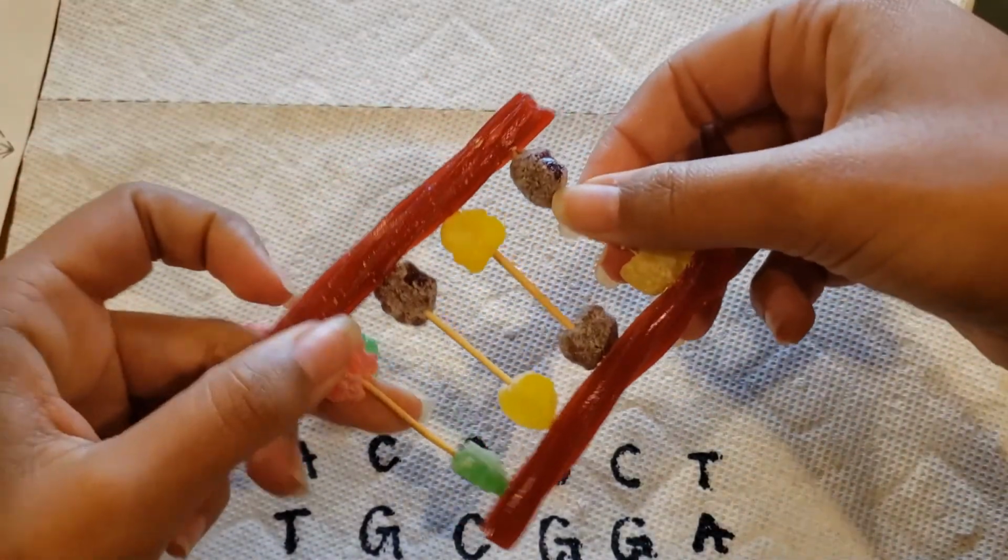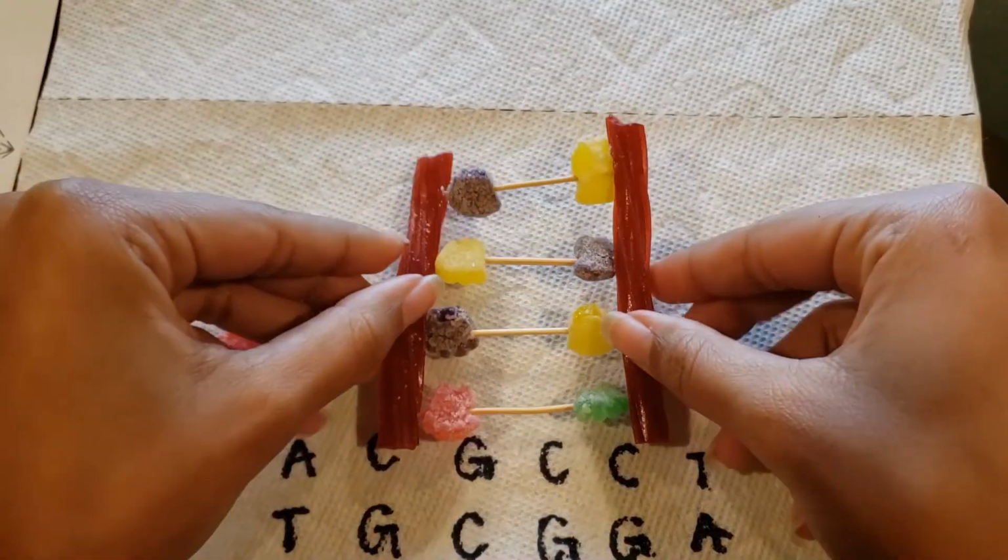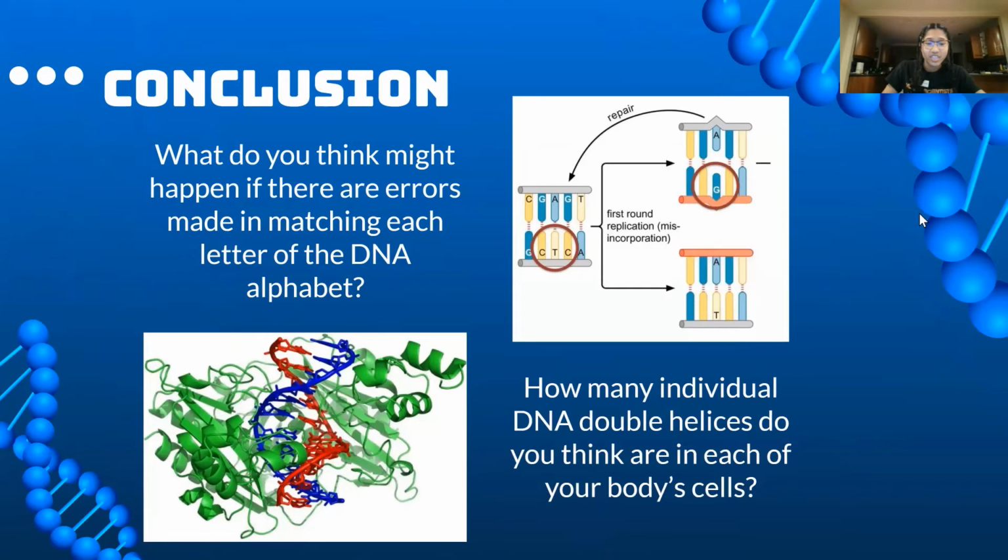And there you have it, your own edible DNA model. Congratulations, you've successfully made a DNA model. Take some time to reflect on the activity by asking yourself, what do you think might happen if there are errors made in matching each letter of the DNA alphabet? And how many individual DNA double helices do you think are in each of your body's cells?